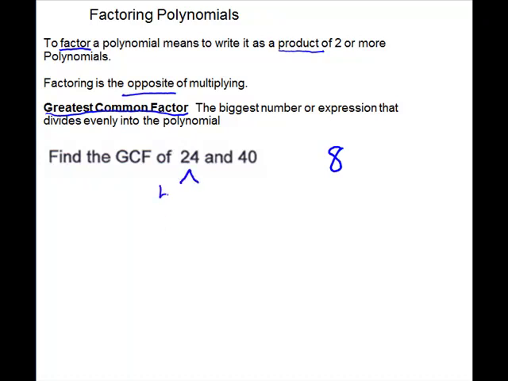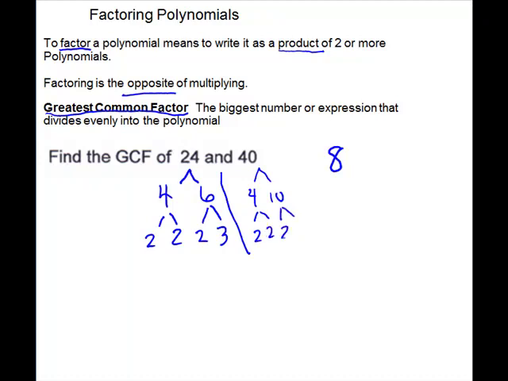So if we break to primes, we have 4 times 6, and we have 2, 2, and a 2 and a 3. That's for 24. For 40, we have 4 times 10, and we have 2, 2, a 2 and a 5. Right, you're going to need the biggest thing that is common to both. So it has to be in both pieces to be used. The word common is important.